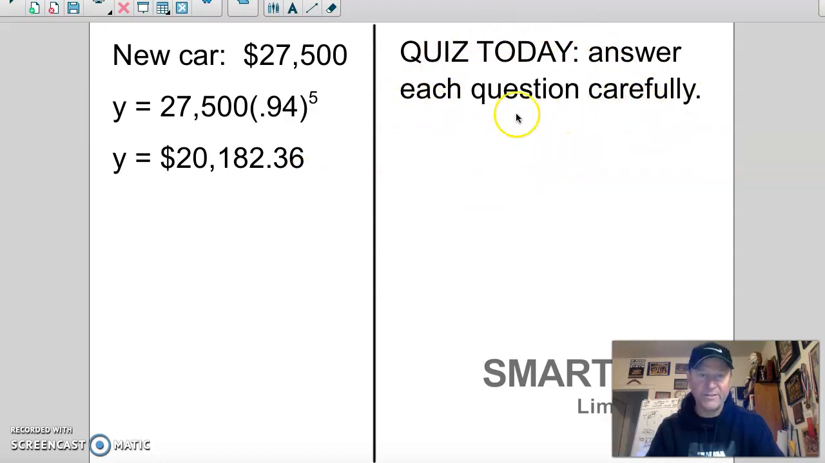Again, on the right side here, like I talked about a second ago, quiz today. Be careful. Sometimes what you think is correct by first looking at it may or may not be correct.